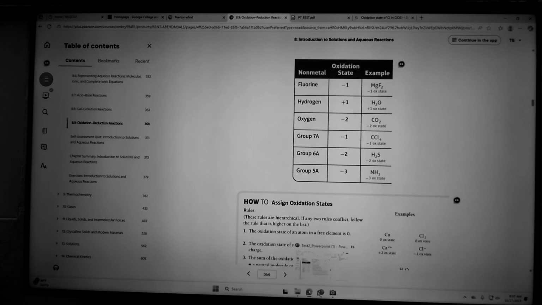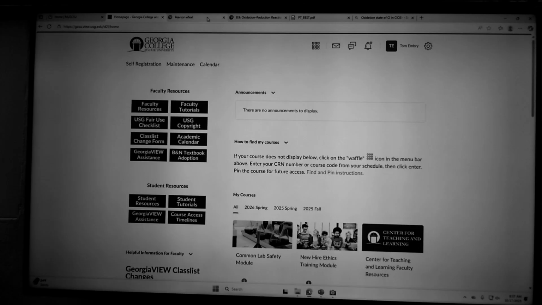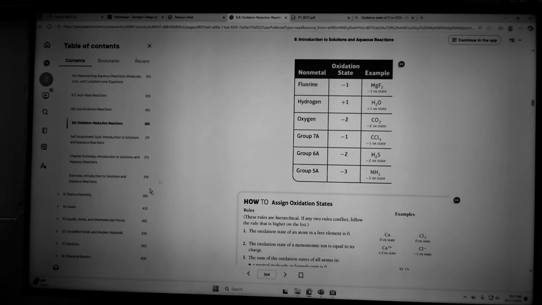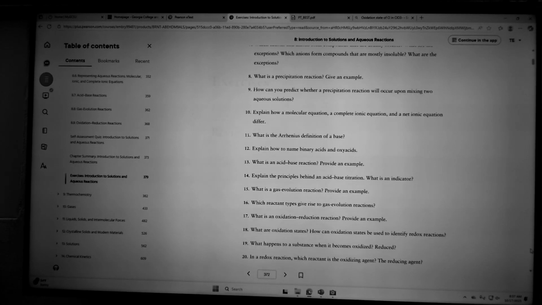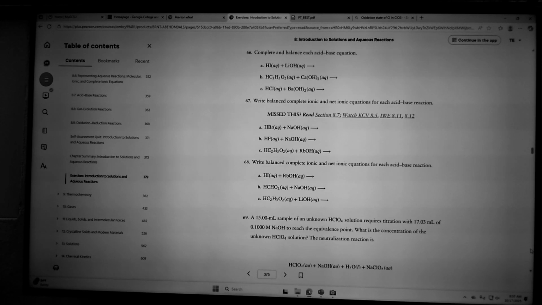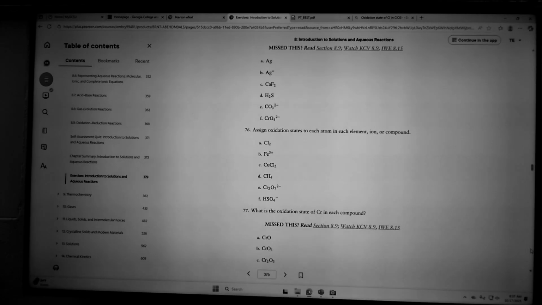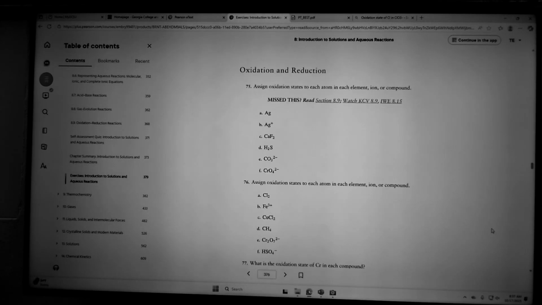I think I need to move the camera. Let me go back here real quick. Yeah, let me move the camera and do a few things. There's oxidation reduction.